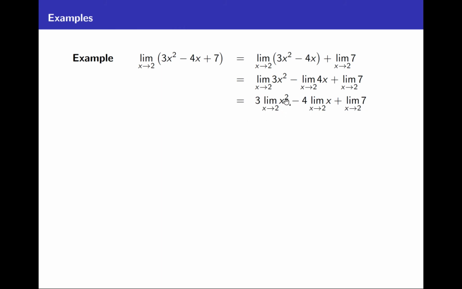Now we can use our basic limit laws from 2 slides ago. The limit as x approaches 2 of x squared would be 2 squared. The limit as x approaches 2 of x is 2. So we get 3 times 2 squared minus 4 times 2 plus 7, and that works out to 11. So we've taken a complicated limit, broken it down into simpler limits, and gotten the answer.